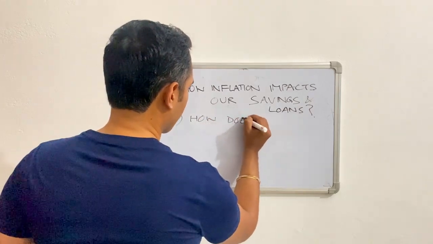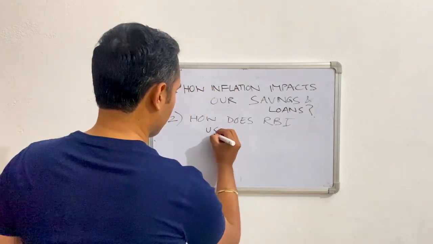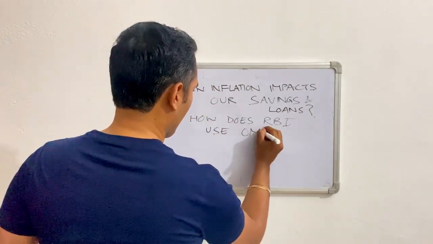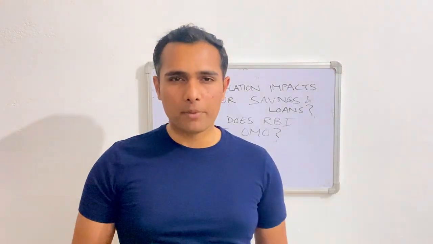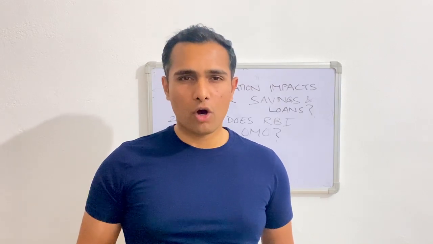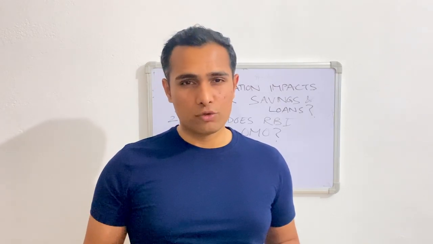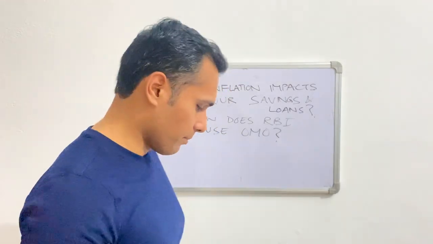Second is, how does RBI use OMO? OMO stands for Open Market Operations. So it is used by RBI to control inflation. Now how does RBI use this? You must know, it is one of the more advanced things inside your ESI preparation.